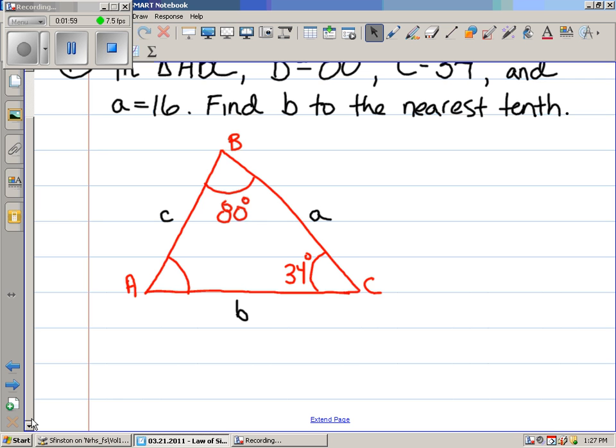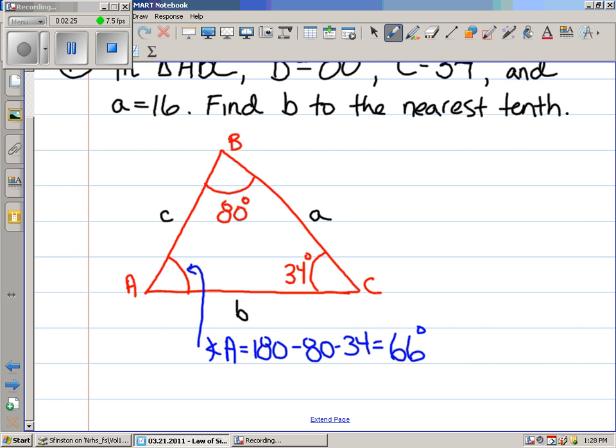What's something easy we could do straight off the bat? What's up? Yeah, of course. How do you find angle A, Julius? Sure. How many degrees to a triangle, buddy? Good. So angle A has to be 180 minus 80 minus 34, which is what? 66. Good job.